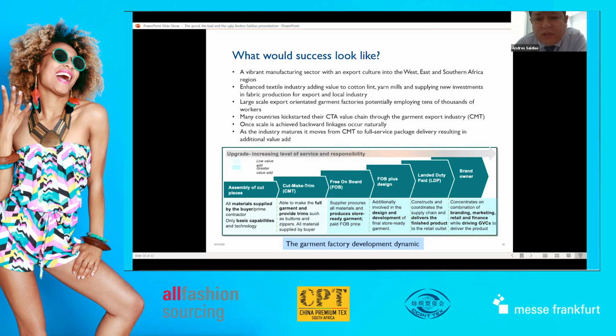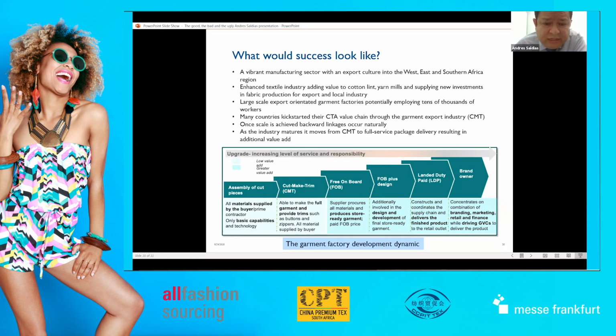And most of the factories around the world started like that, with the CMT. And then once the business was growing, they needed to incorporate the rest of the chain into their business schemes. As the industry matures, it moves from CMT to full service package delivery, resulting in additional value add.